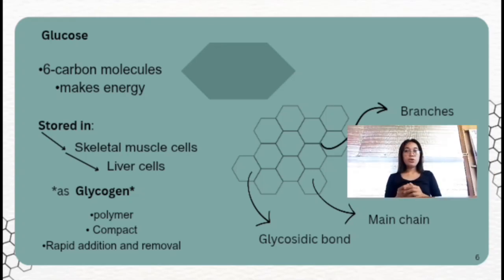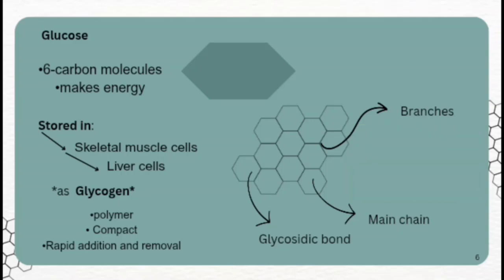bonds. So you can think of glycogen as having a main chain and multiple branches, and these branches allow it to be compact and capable of rapid addition and removal of glucose.